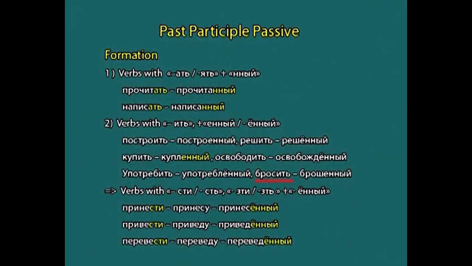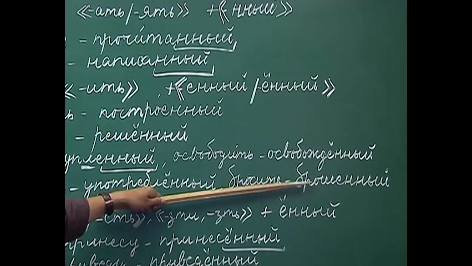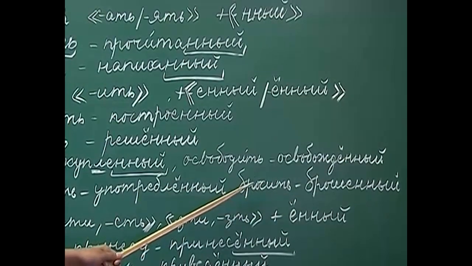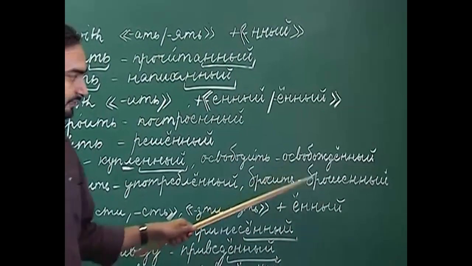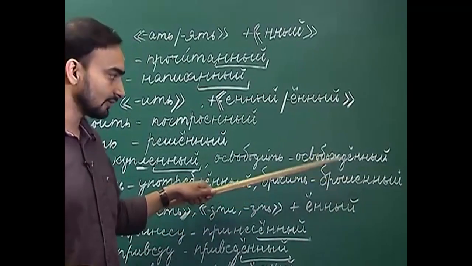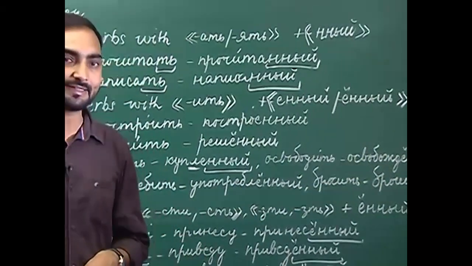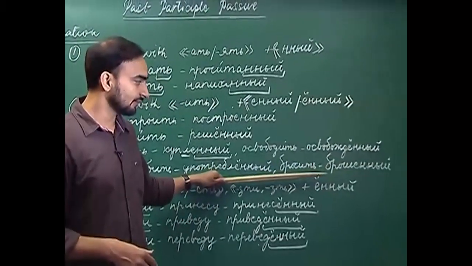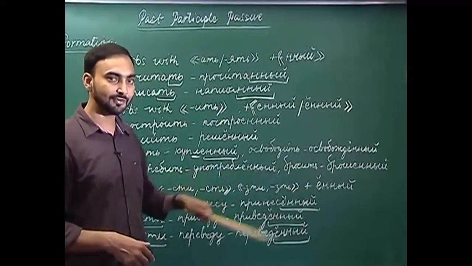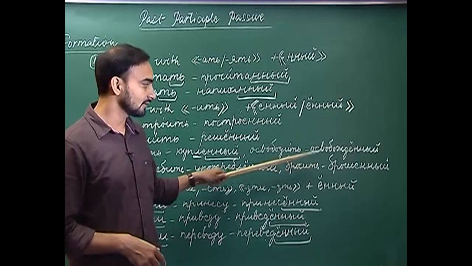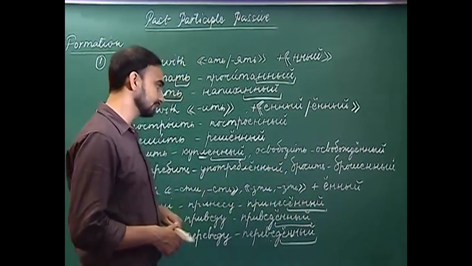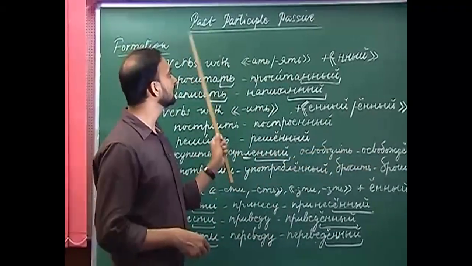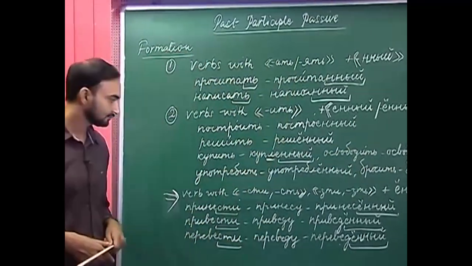Brosit. Brosit is to throw. Broshinni. So here there is a change, there is an alternation of consonant. The s has changed to sh. Why? Because again with ya, when we conjugate brosit with first person singular number, we do the same alternation of consonant, which is carried forward in the past participle passive.